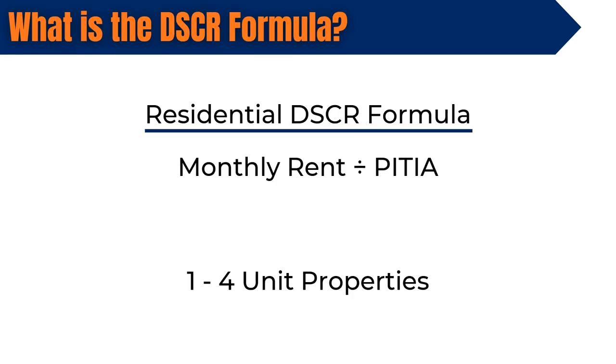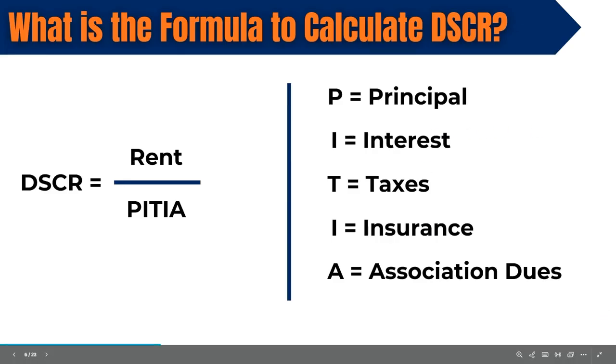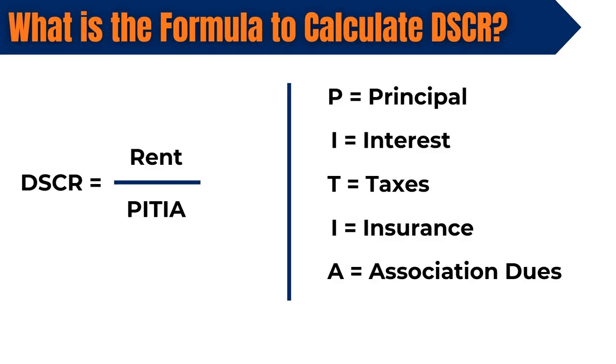So what is the DSCR formula and how is it calculated? This is for residential 1 to 4 unit properties. If it's commercial, so 5+, it can be slightly different than this, but we're just going to stick to residential right now. And that just means that it's the monthly rent divided by the PITIA, which is principal, interest, taxes, insurance, and association fees. So essentially, you would just take your rents and then you would divide it by all of these costs. If you don't have an association, then you wouldn't have to worry about that in the calculation.